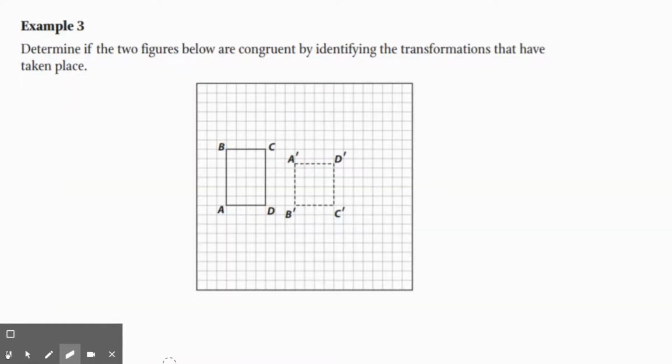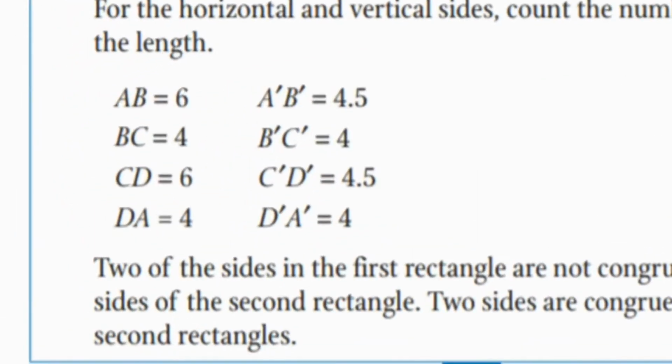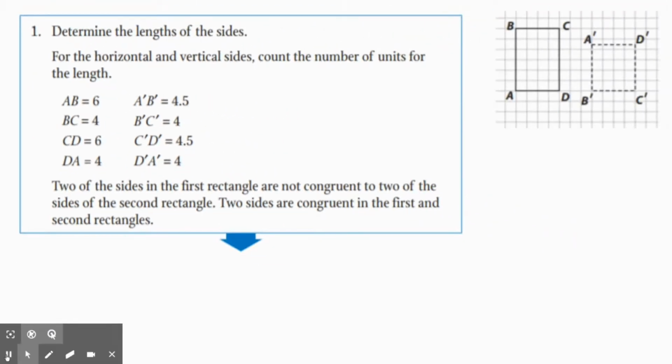Example 3: determine if the figures below are congruent by identifying the transformations that have taken place. Again, we're going to do each side length: AB, BC, CD, DA. As you can see, I have all the distances for all of my segments in the pre-image and the image. Then we see if we can come up with the scale factor and if that number is all the same. But as you can see, this is going to be another non-rigid transformation.